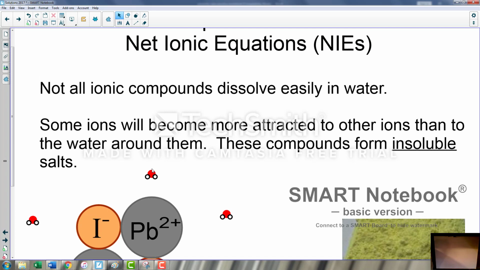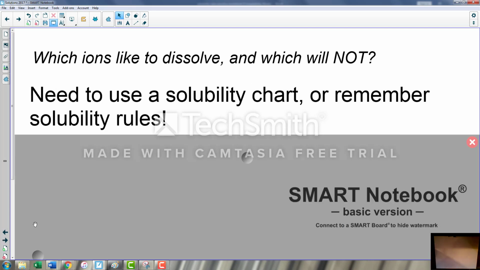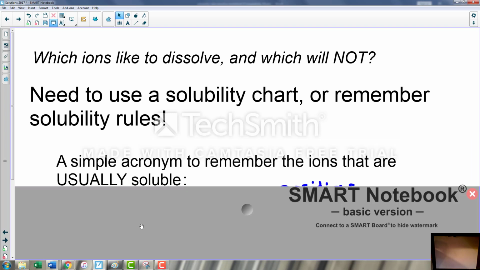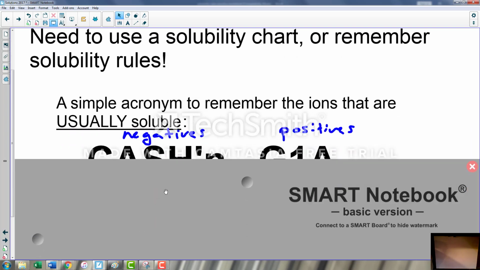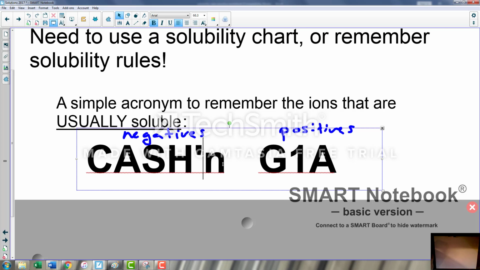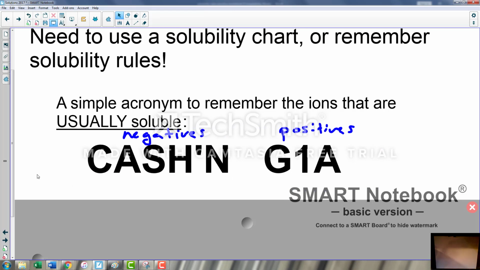What I want you to be able to figure out by the end of this video is how you can predict whether something dissolves or not. There are a couple different ways to teach this, but one way I like to teach my students to remember what dissolves and what doesn't is with an acronym. The acronym is CASH and GIA, with a capital N. CASH and GIA is an acronym for all of the ions that dissolve.